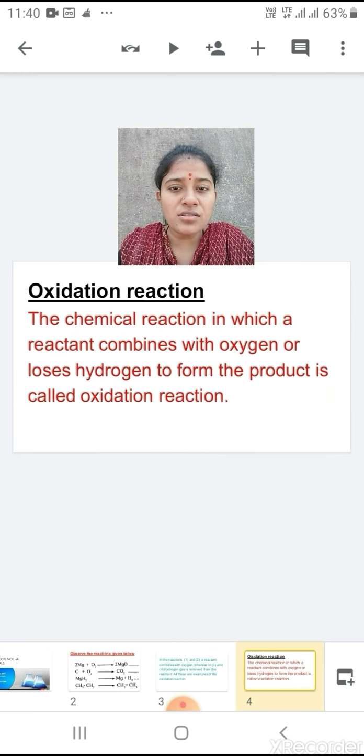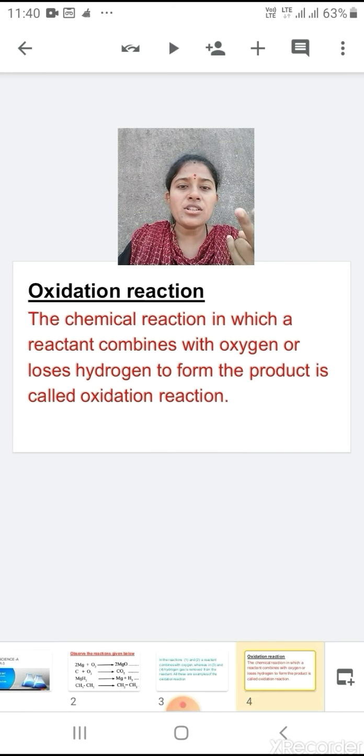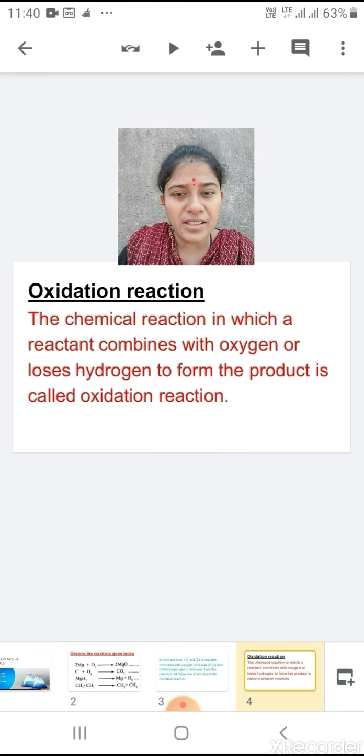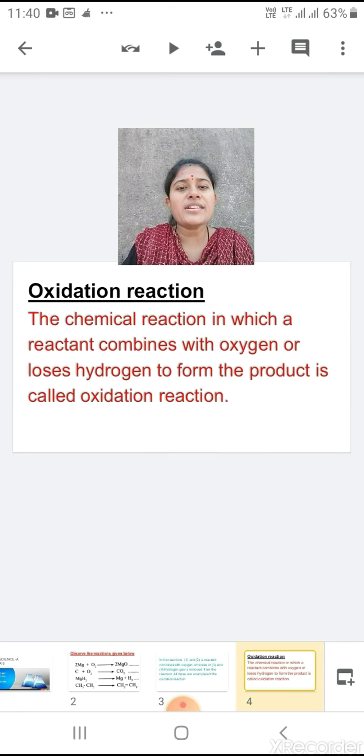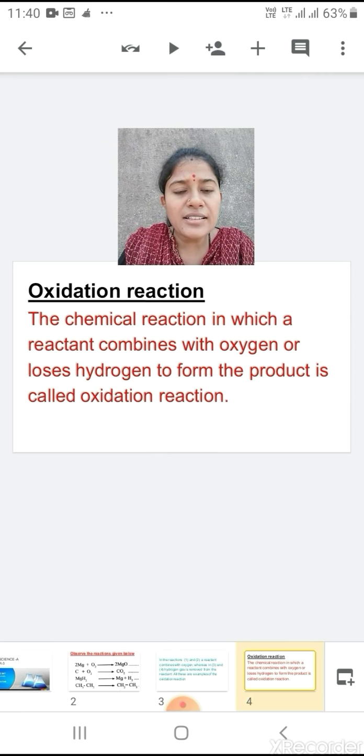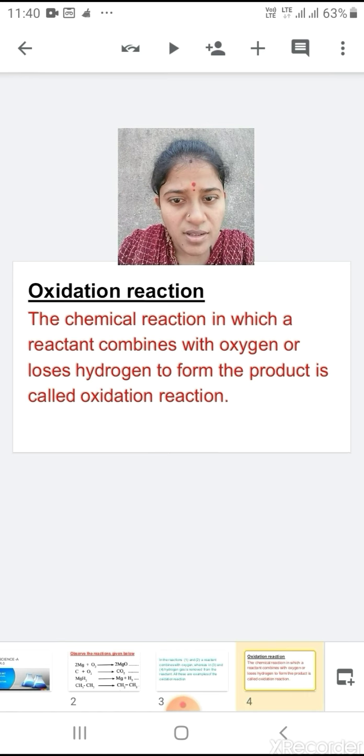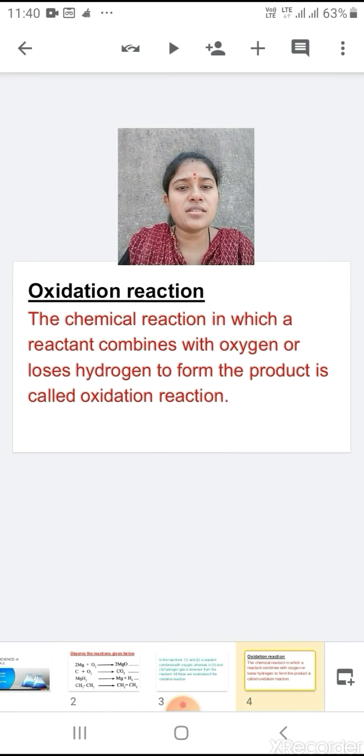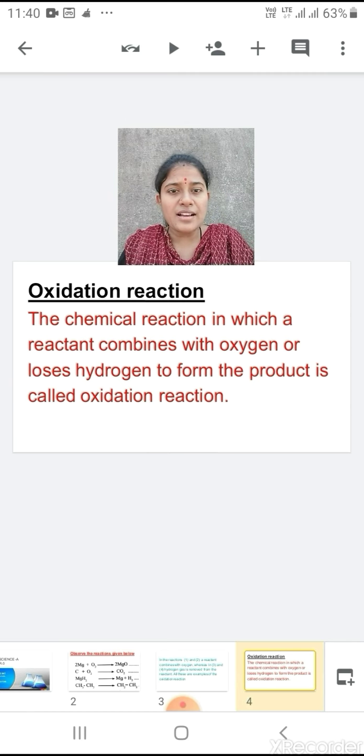So what is an oxidation reaction? The chemical reaction in which a reactant combines with oxygen or loses hydrogen. Okay, either oxygen will get combined or hydrogen will get lost. That kind of reaction is called an oxidation reaction. Is this clear? Once again I repeat, the chemical reaction in which a reactant combines with oxygen or loses hydrogen to form the product is called an oxidation reaction. Okay students, have you understood this?